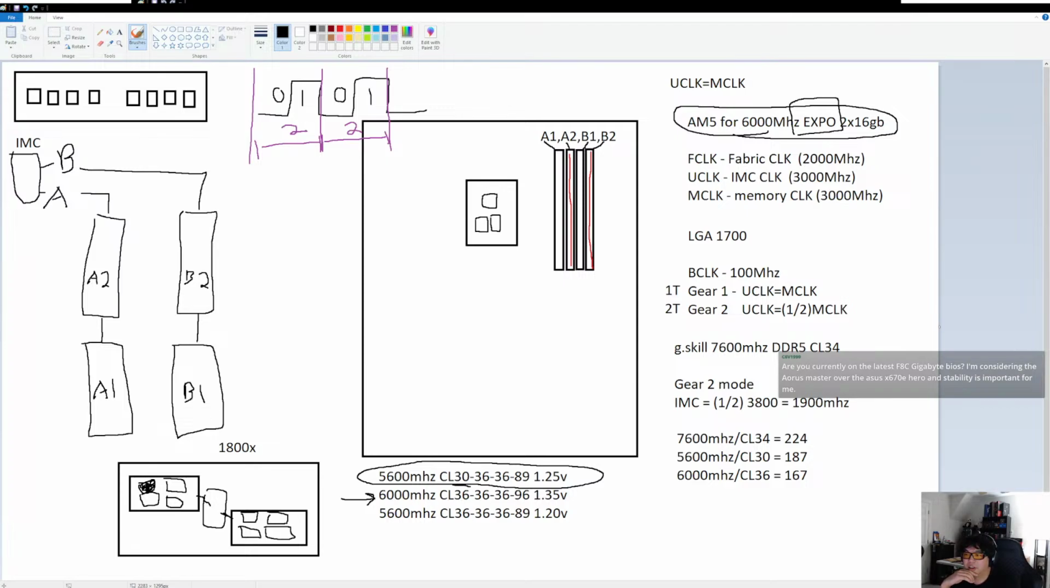Are you currently on the latest F8C BIOS? F8C? Yes, I am. You're considering the Aorus Master over the Asus Hero, and stability is important to me. Yeah, I'm on the F8C BIOS. It's stable. What's wrong with the Hero? The Hero is more money, I'll tell you that. The Hero's like $200 more than the Aorus Master.